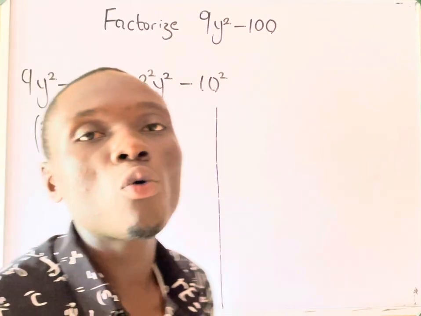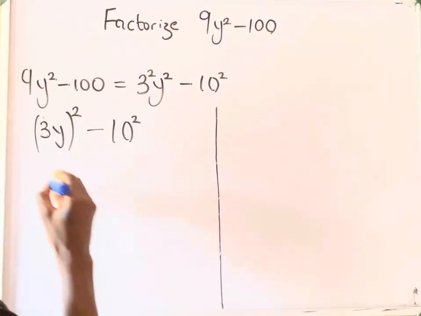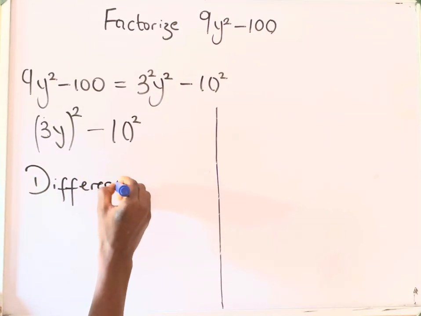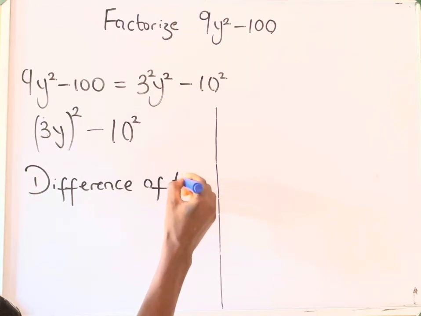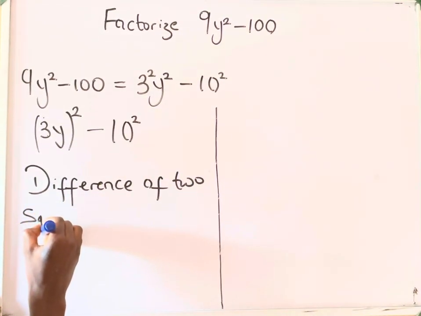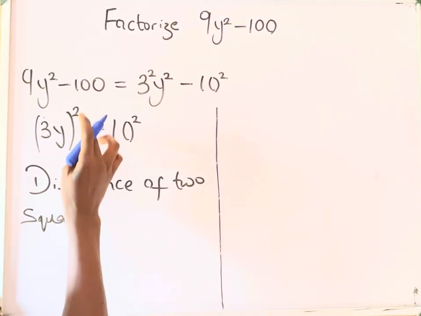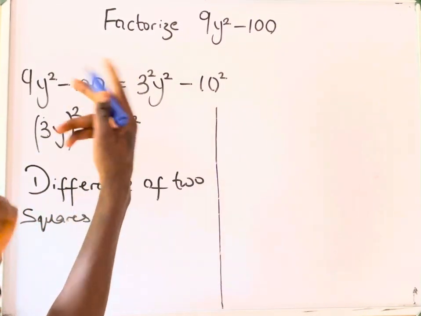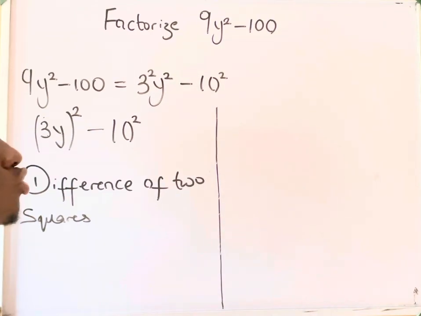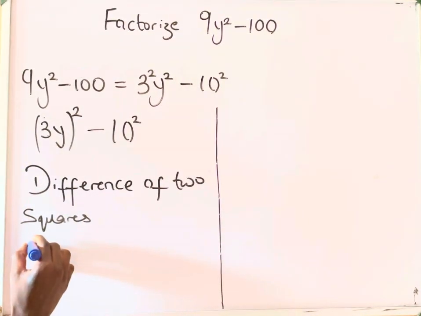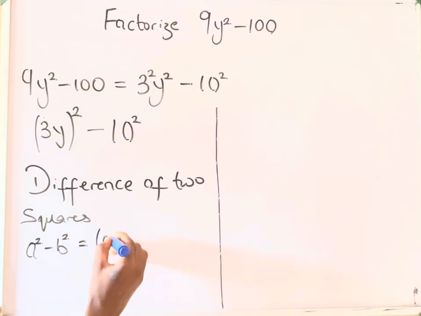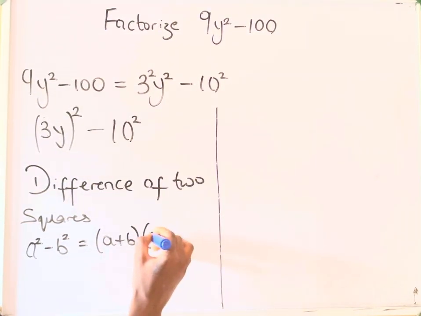We now apply what we call the difference of two squares. We have two squares here. Difference means subtraction. So what does difference of two squares say? If I have a squared minus b squared, it is equal to a plus b bracket a minus b.